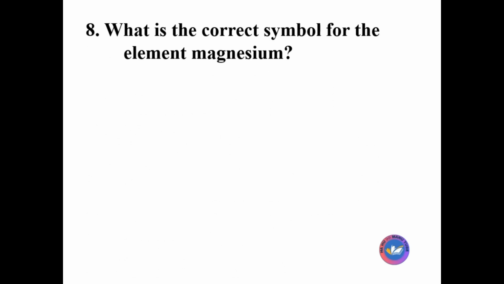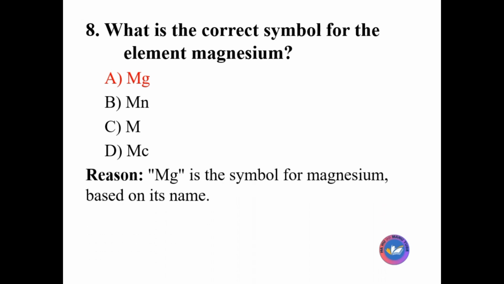Question number 8. What is the correct symbol for the element magnesium? A. Mg, B. Mn, C. M, D. Mc. The answer will be Mg. Mg is the symbol for magnesium based on its name.